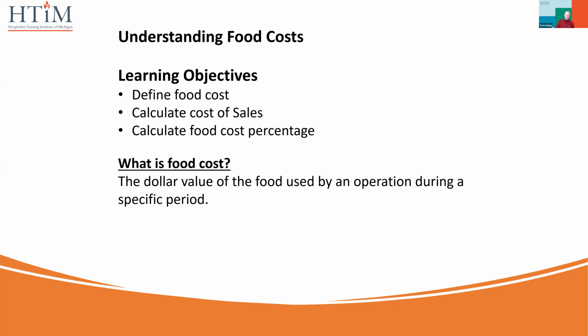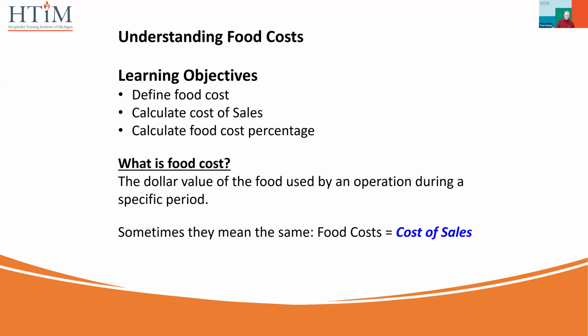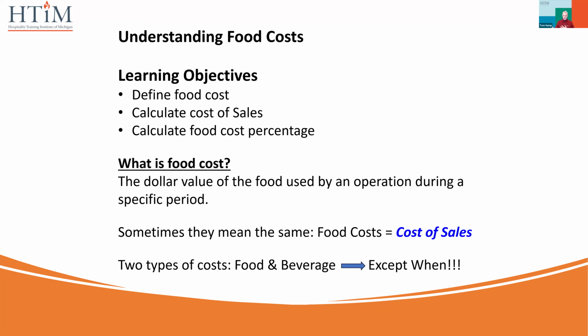We also want to make sure that when we're talking food costs, we're defining it properly. A lot of people mix and match. Sometimes they mean the same. Food cost equals cost of sales. Okay, so the two types of costs that are involved in food costs are food and beverage, except when you need to separate them out.